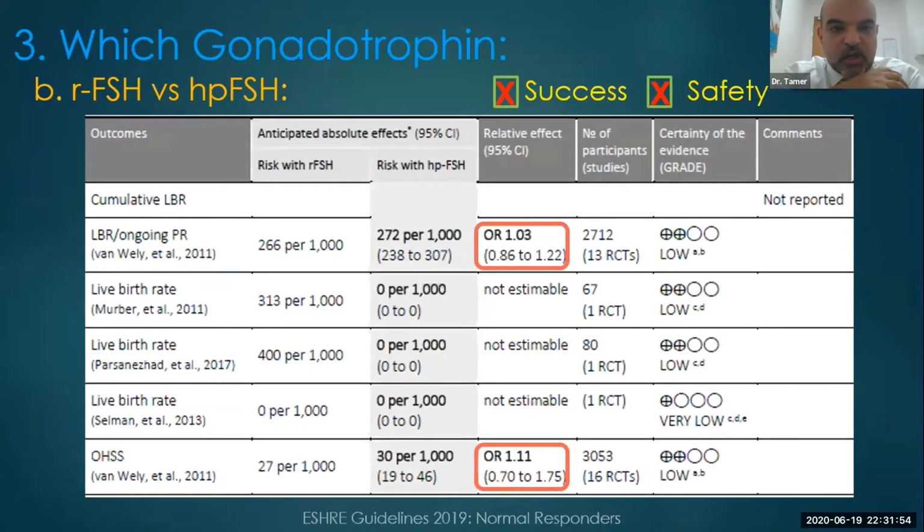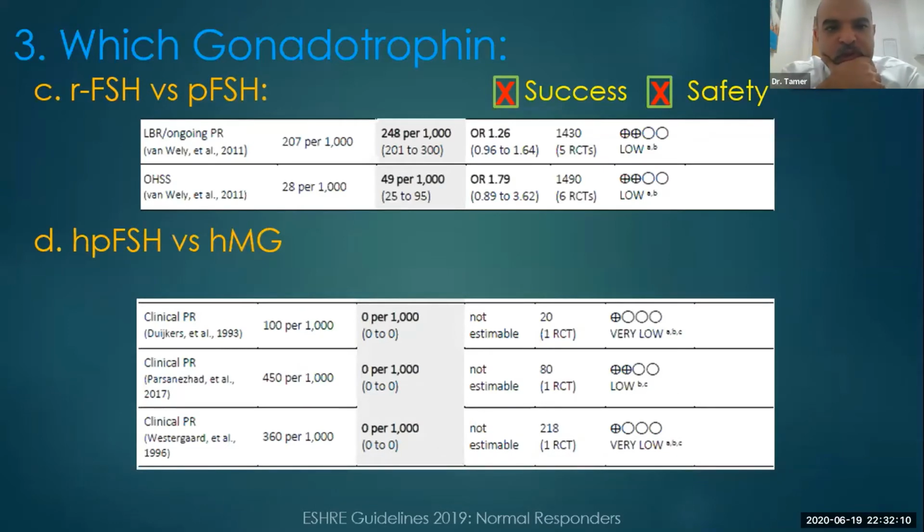Same if you look at recombinant versus highly purified, whether you are looking at the live birth rate or at safety, OHSS incidence, it's just the same. So no big difference. We shouldn't sweat over it. Comparing the recombinant against the purified, again, no superiority in live birth rate or safety, no evidence that one is better. Highly purified versus just HMG, no evidence that one is better, neither in efficacy nor in safety.